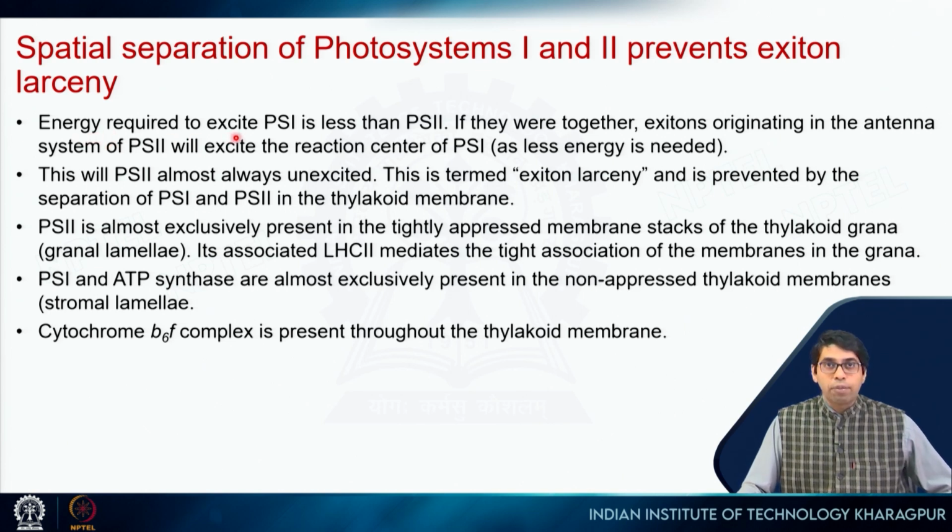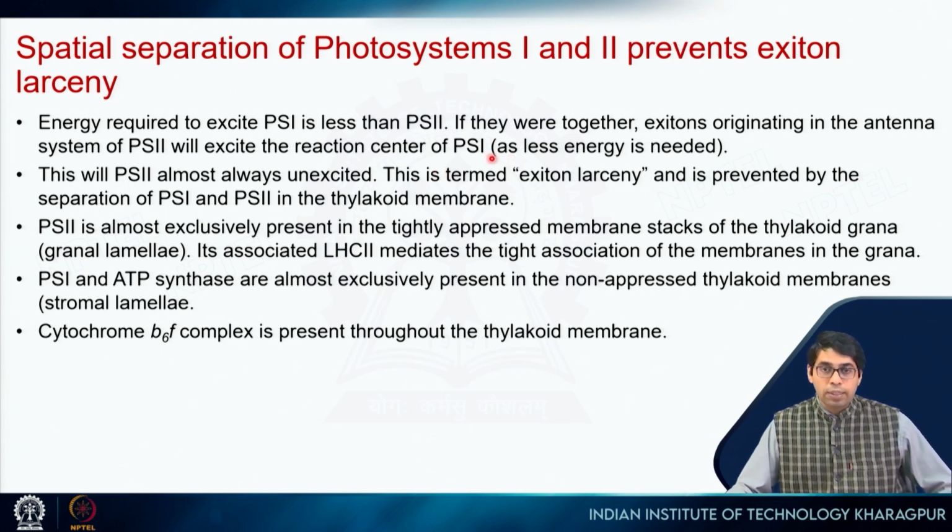Energy required to excite photosystem 1 is less than photosystem 2, okay? Now if both were together, then the excitons originating in the antenna system of photosystem 2 will excite the reaction center of photosystem 1, because less energy is needed for photosystem 1, right? So instead of exciting photosystem 2, all the excitation will happen for photosystem 1. So this is where photosystem 1 will actually steal the excitons from photosystem 2. That is the larceny, right?